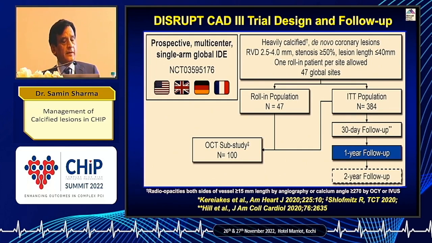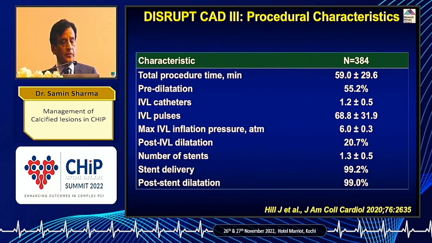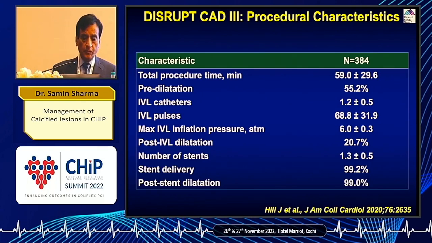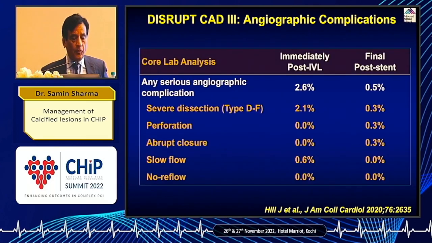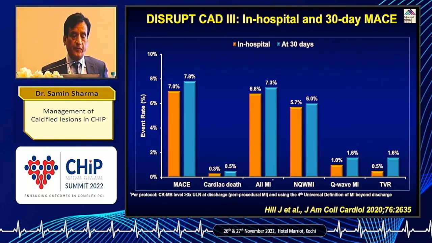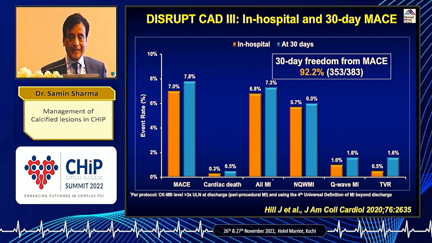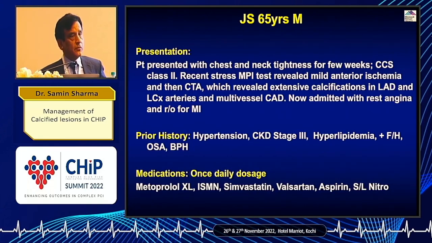The Disrupt CAD 3 trial of 380-plus patients showed it was overall safe. Of course, in many of them you had to do a balloon pre-dilatation, almost 55%, before you put in IVL, but there was good lumen expansion and, more importantly, very low complications. One of the things that has consistently come out is very low complications, particularly perforation. As you can see here, perforation is less than 1%, freedom from MACE is 92%, and 1-year MACE was 2%, so overall a very effective device.